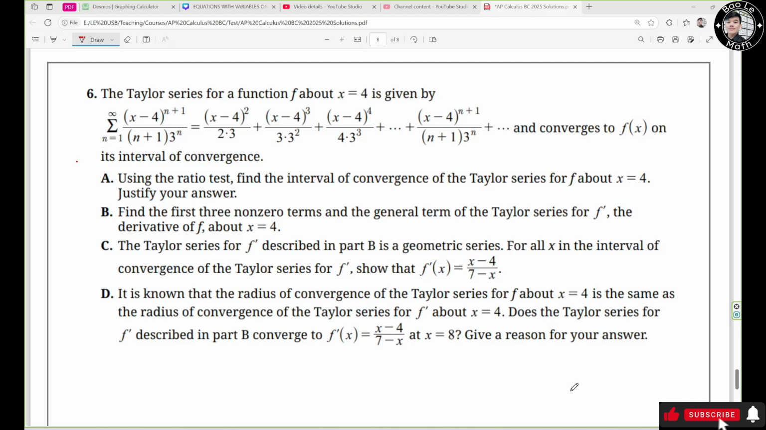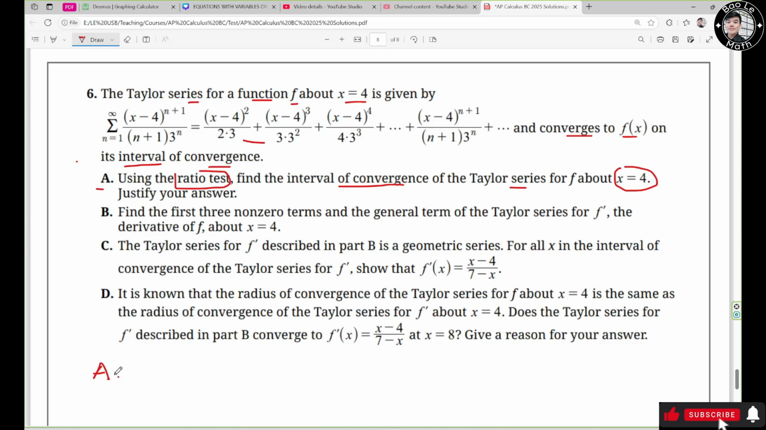Hello everyone, in this video we're gonna solve 2025 AP Calculus BC free response question number 6. The Taylor series for a function f about s equals 4 is given by this one and converges to f of s on its interval of convergence. Question A. Using the ratio test, find the interval of convergence of the Taylor series for f about s equals 4.